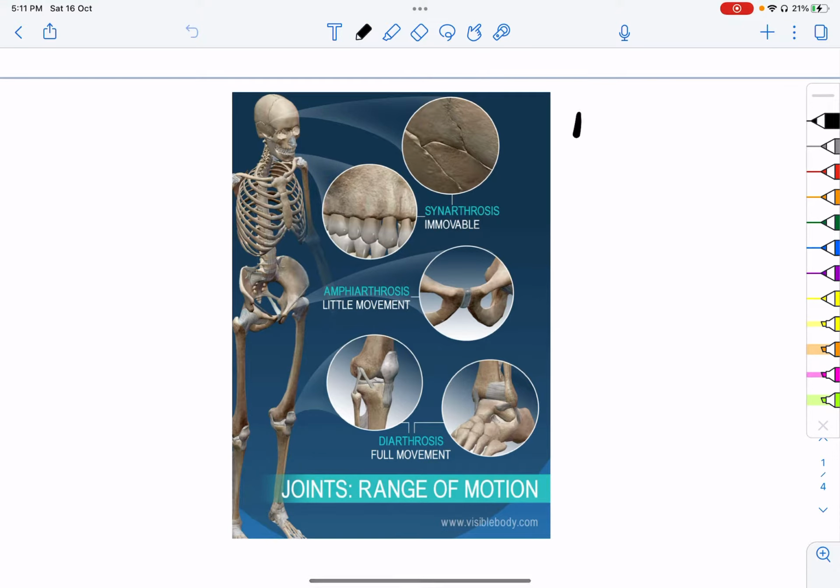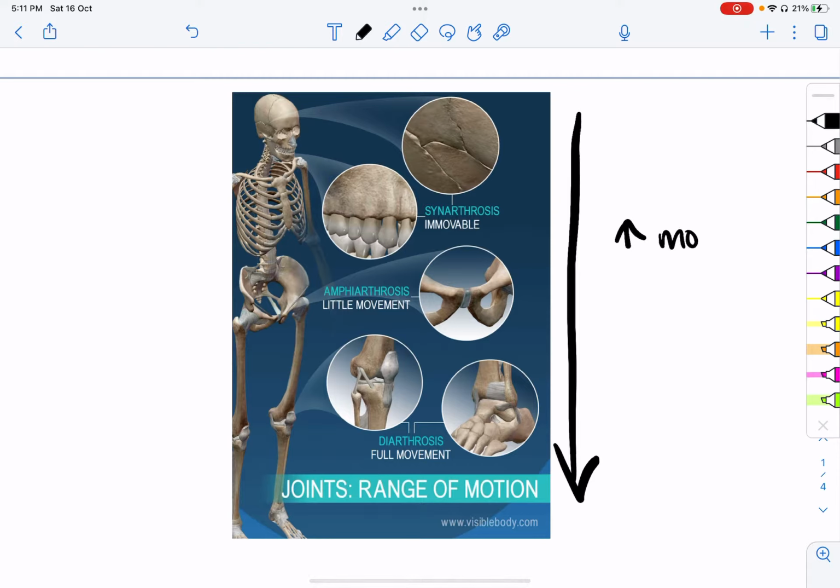And in the lecture he said that going down these types of joints, there is an increase in mobility but a decrease in stability. So that means at the top here, these joints are the most stable, and that means they're the strongest. But that also means that they have low mobility, so they don't move.